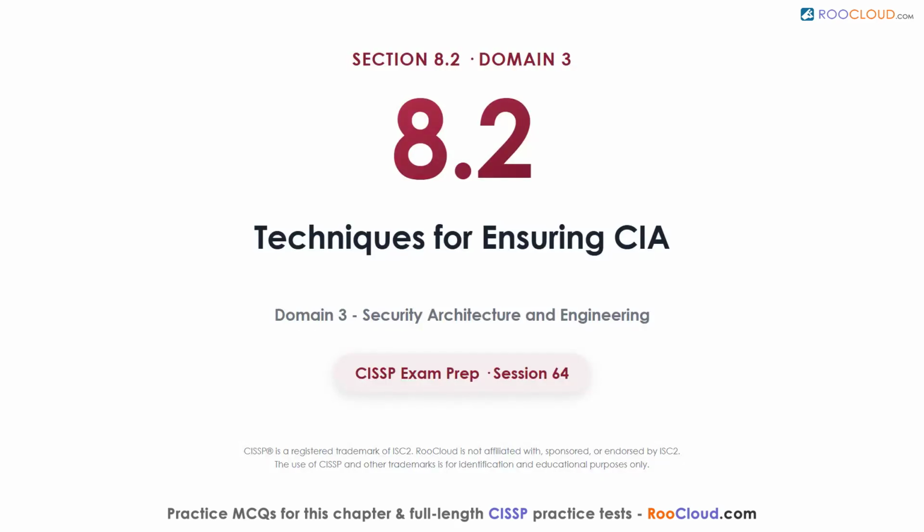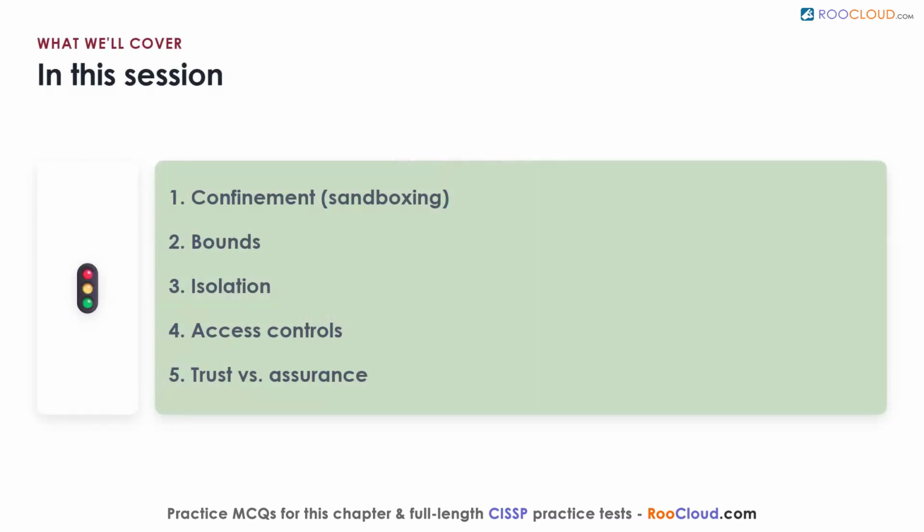Welcome to Section 8.2. This is the 64th session of the CISSP Exam Prep series. In this session, we'll look at the low-level techniques that keep programs honest. We'll answer several questions. What is confinement, and how does it box a process in? What are bounds, and who enforces them? How does isolation stop one crash from spreading? How do access controls decide who touches what? And what is the difference between trust and assurance?